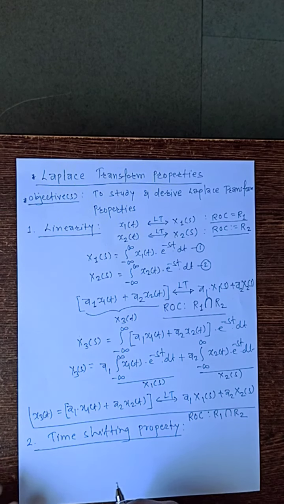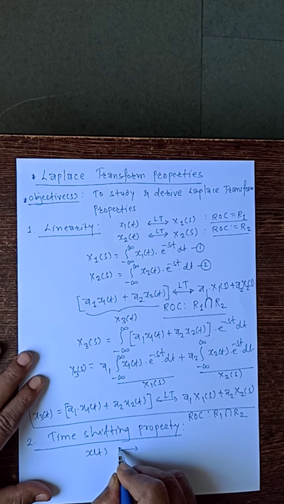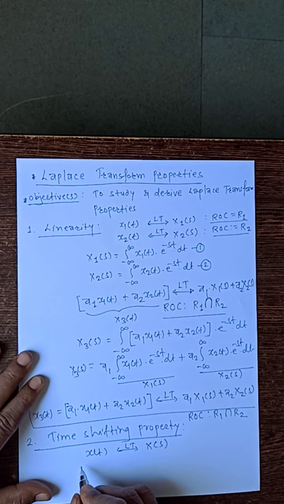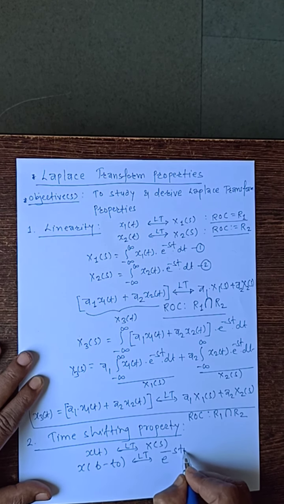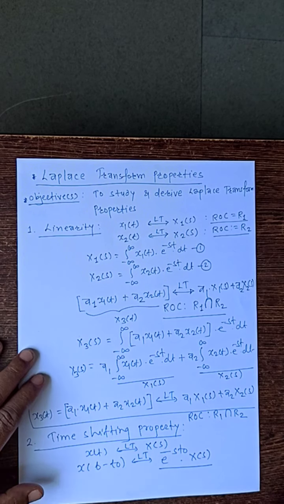So what does the time shifting property say? Suppose x(t) is the signal and its Laplace transform is X(s). If you shift the signal in the time domain, x(t minus t0), what is its Laplace transform? Its Laplace transform is e raised to minus s t0 times X(s). So X(s), the Laplace transform of x(t), gets multiplied by e raised to minus s t0. Let us check this property.